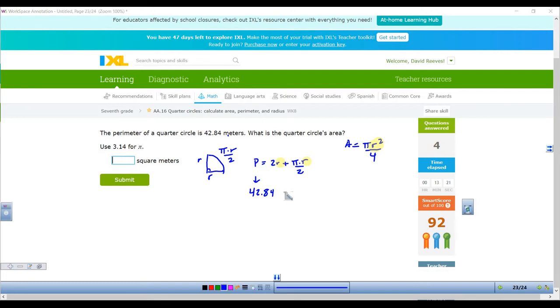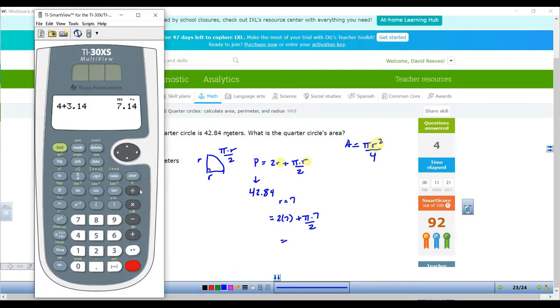Okay, so we're going to try guess and check. Now if you remember, the biggest one that we did was 5. And didn't 5 turn out to be 15 something? So I'm going to try something much bigger to get to 42. How about we try, okay, not much bigger. I'm going to try 7. I'm going to put in 7 and see what happens. Pi times 7 divided by 2. This is going to give me the perimeter.